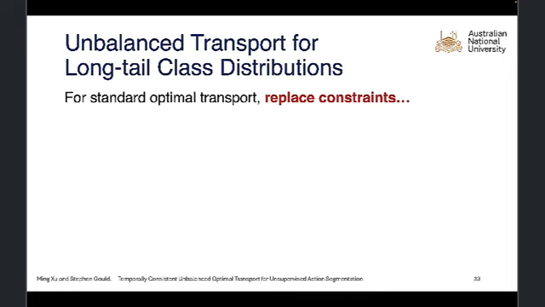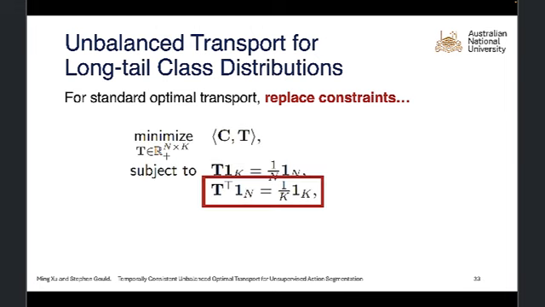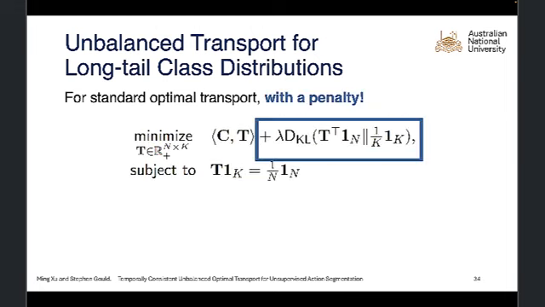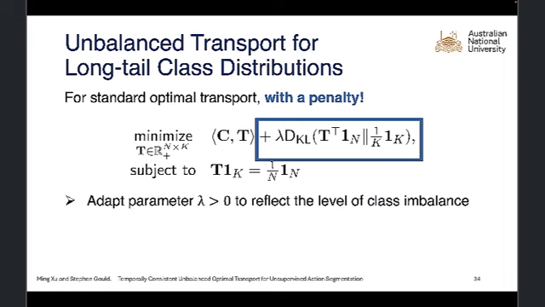And really, in the context of standard optimal transport, we're going to replace the constraint here over class distribution with a penalty. And that's enough. So lambda is a hyperparameter which is set to reflect the level of class imbalance in the dataset. So very long tail, you want to set lambda low.